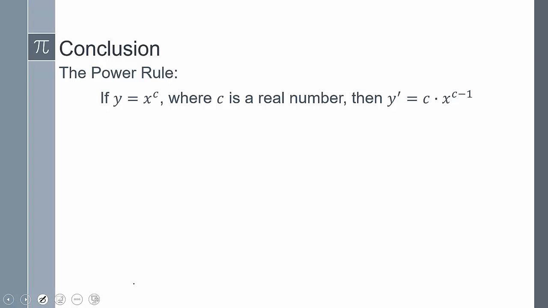So to conclude this lesson, we talked about the power rule, and we can use the power rule to help us when we are taking the derivative. And essentially it just says when we have a term in the form of x to the c power, you take that c, you multiply it with the coefficient, and you subtract c by 1.